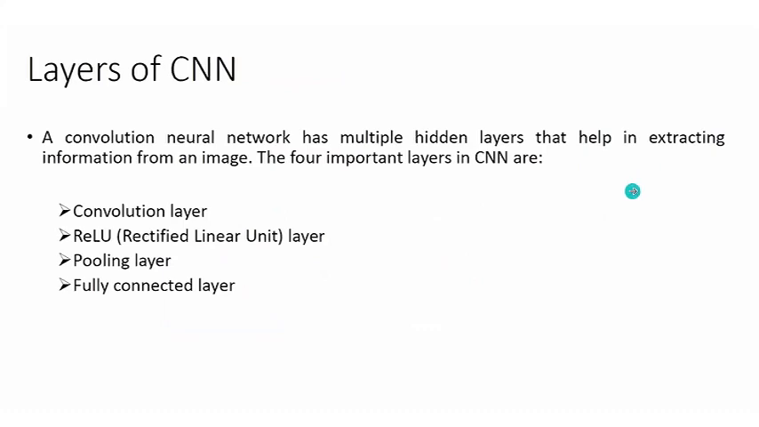So this convolutional neural network mainly has 4 layers actually. One is the convolutional layer. That is the first one. Then the second one is the rectified linear unit, we call it ReLU in simple terms. Then the pooling layer. Then the fully connected layer. I will get to them one by one.